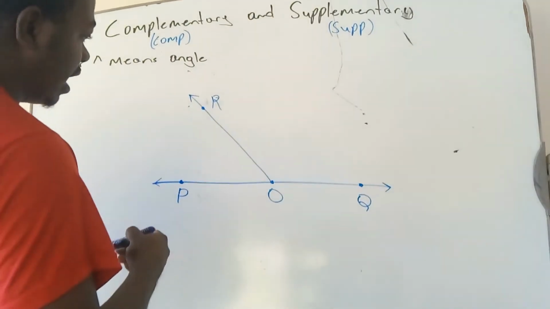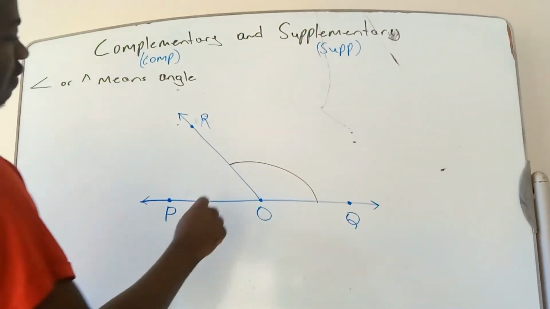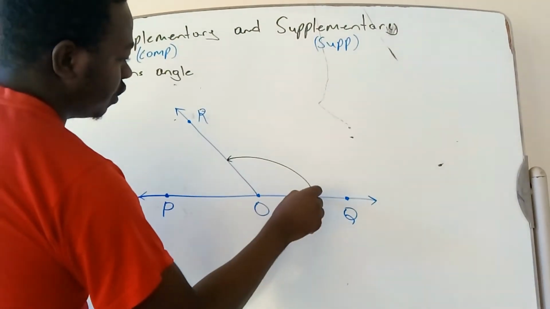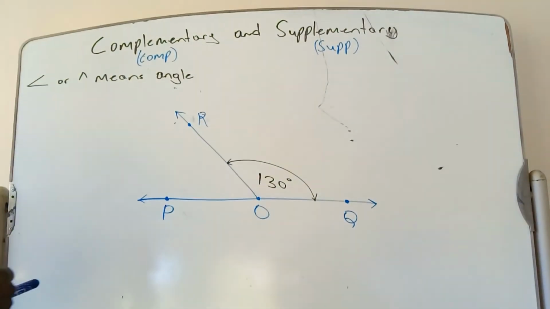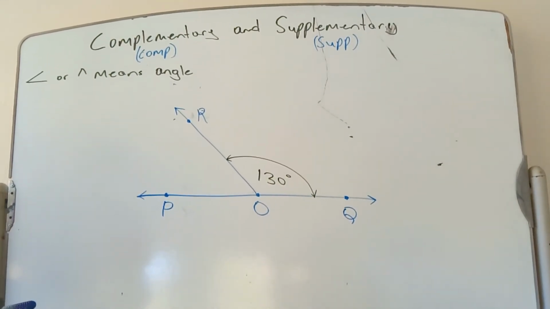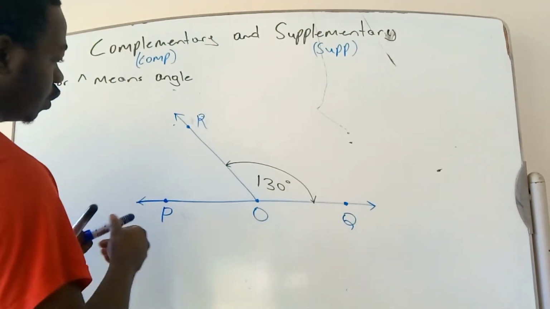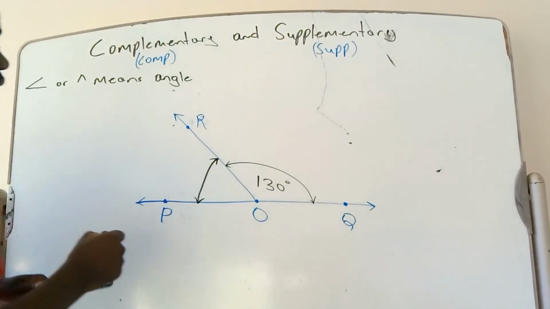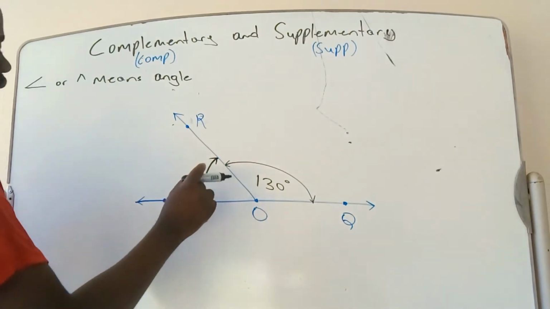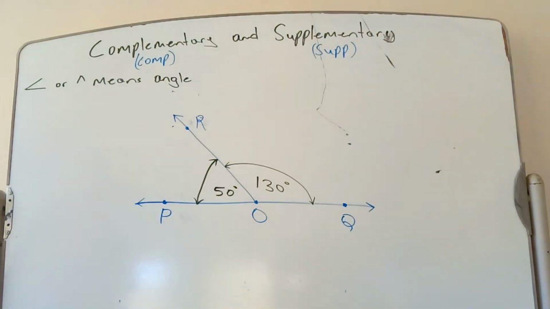And let's say that the angle that is formed here, we know that value. And the value for this angle is 130 degrees. Right? Now, let's say that we also know this value here. And this angle here is 50 degrees. Good? Follow me so far?